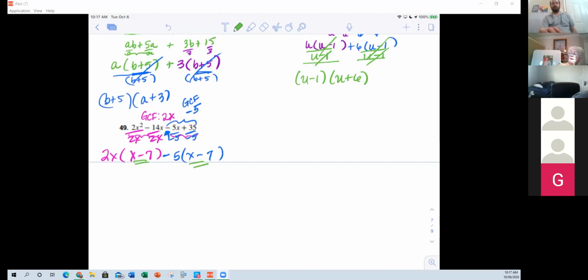So what do these two things have in common? What do these two things, what I just wrote down, what do they have in common? X minus 7. X minus 7, so that's my GCF. And if I divide both of these by x minus 7, what am I left with? 2x minus 5. Yes. And that is what we are going to be working on. That's what the rest of your homework is going to be like, this stuff right here.